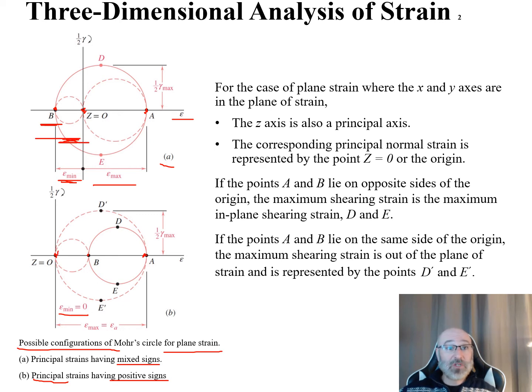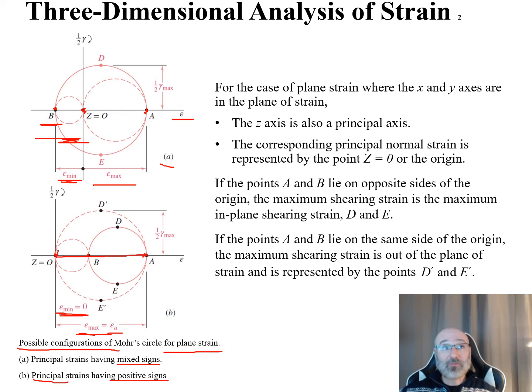This right here is right at our origin point. So our epsilon sub min, our minimum strain right there, is equal to 0. Our epsilon max goes from our origin point out to point A right here. So our epsilon max is also equal to our epsilon sub A. And we can see that this max distance here, epsilon sub max, is the diameter, or 2 times the radius of that circle.